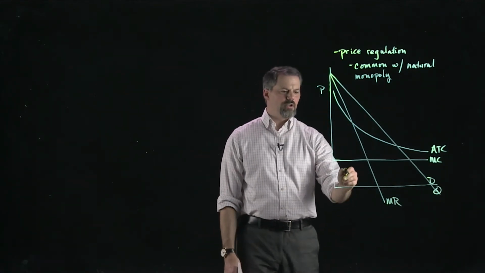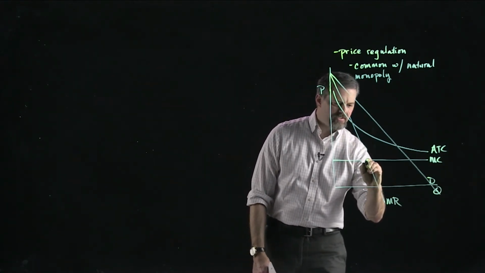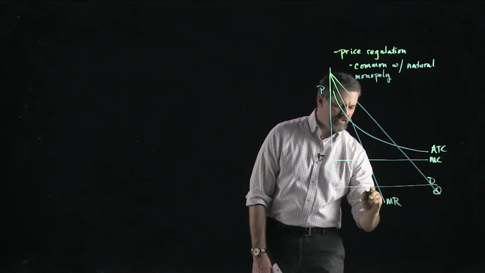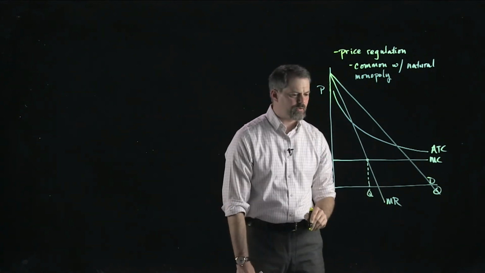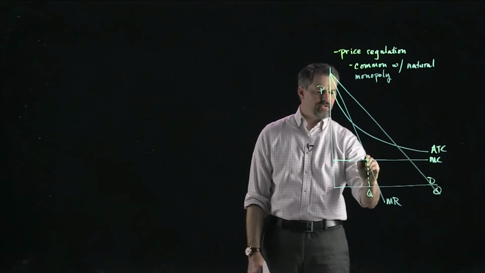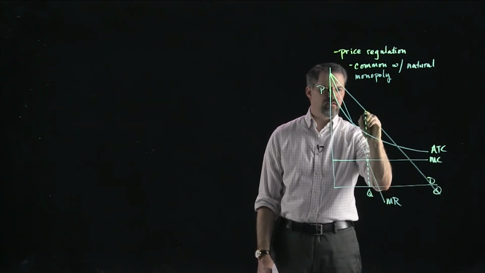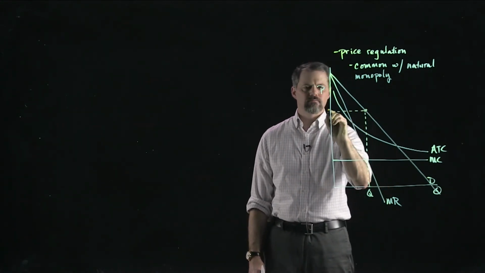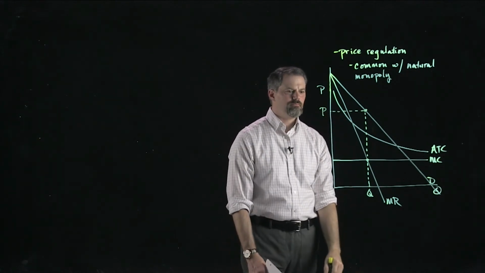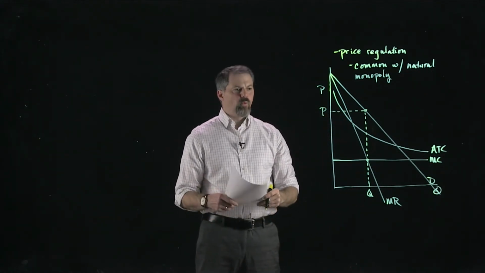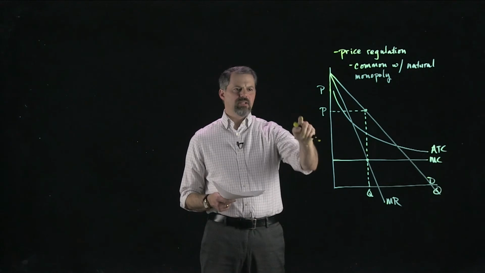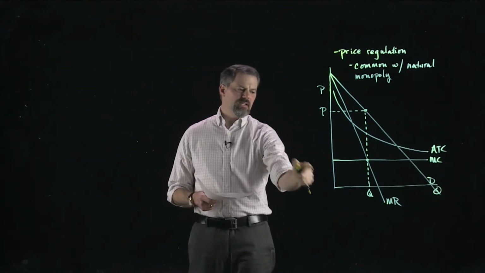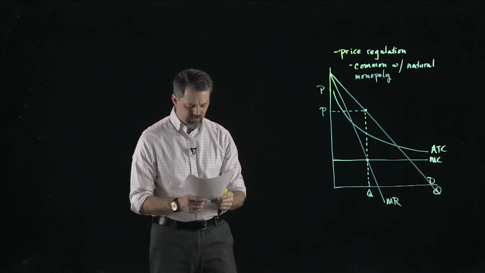The firm's going to look where marginal revenue and marginal cost are equal, which happens right there. There's quantity. And they're going to charge this price right up here. There's our price. So with no regulation, the monopoly would charge this price of P and it would produce that quantity.